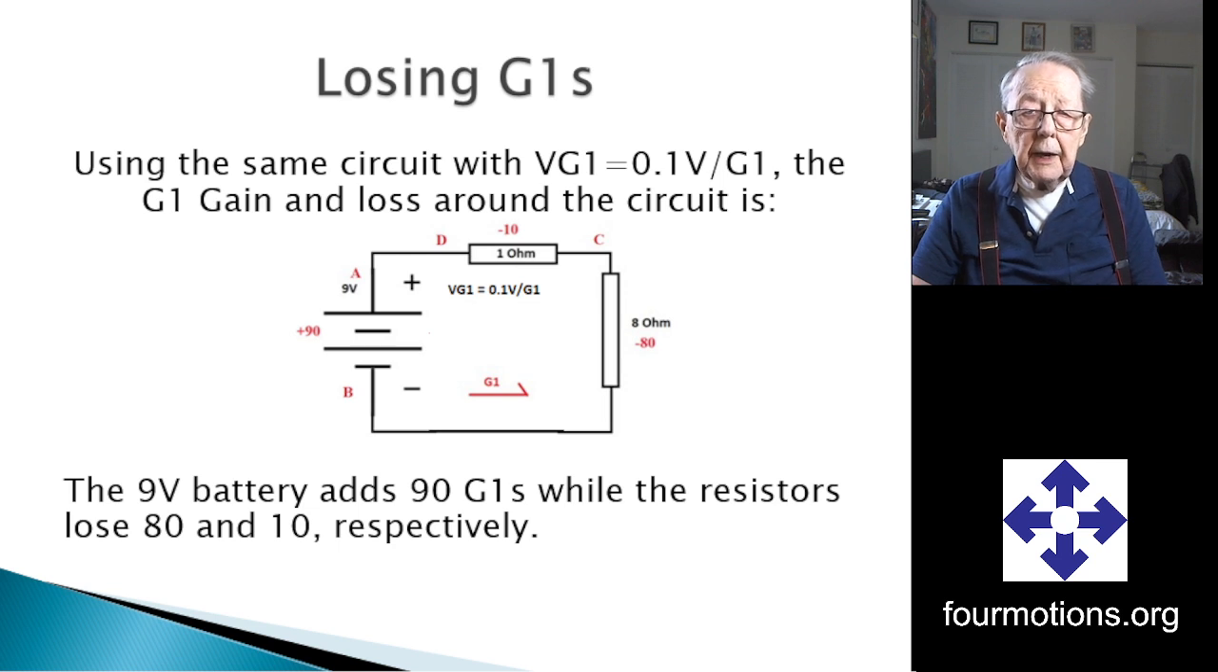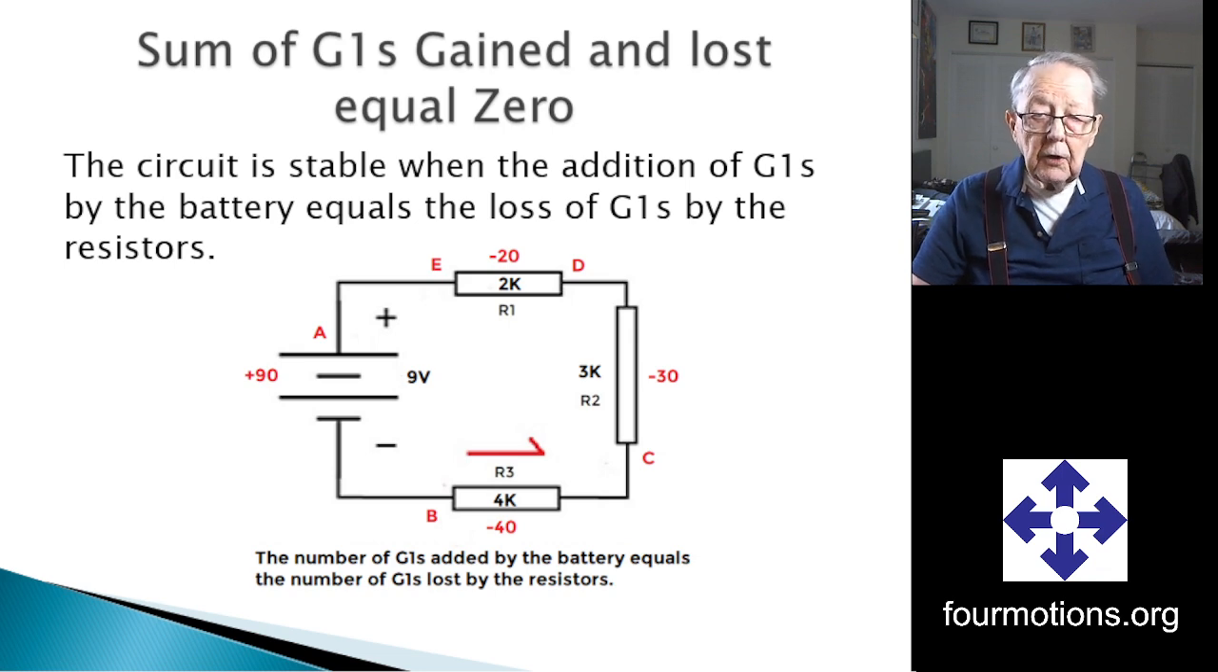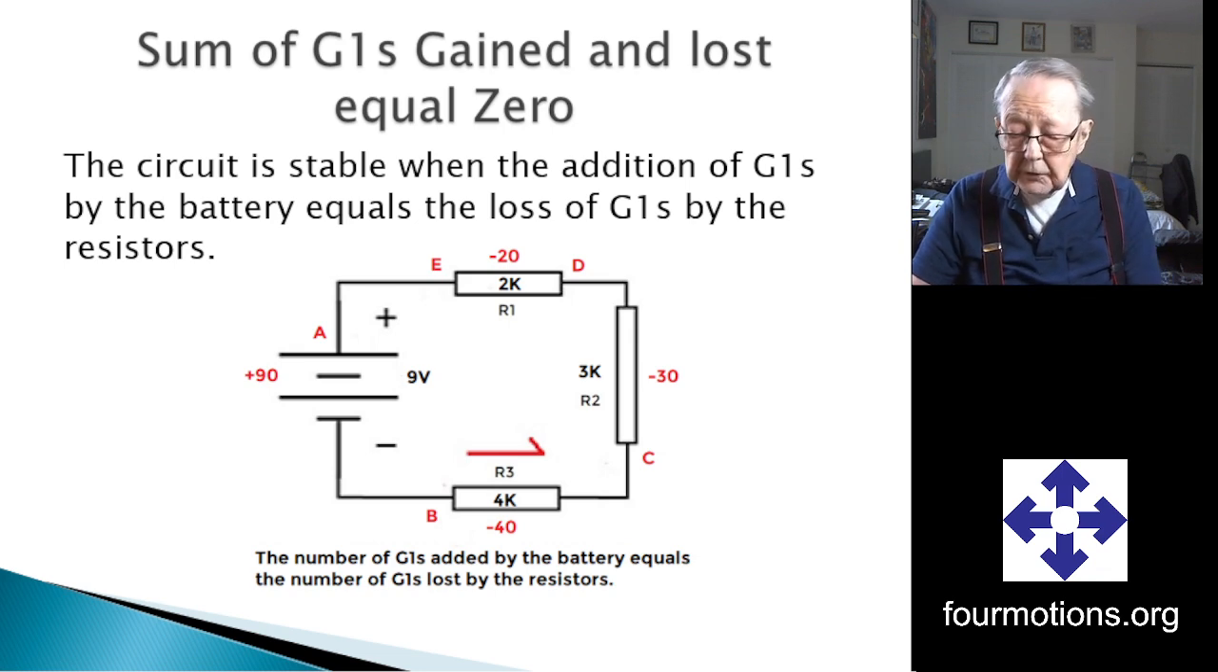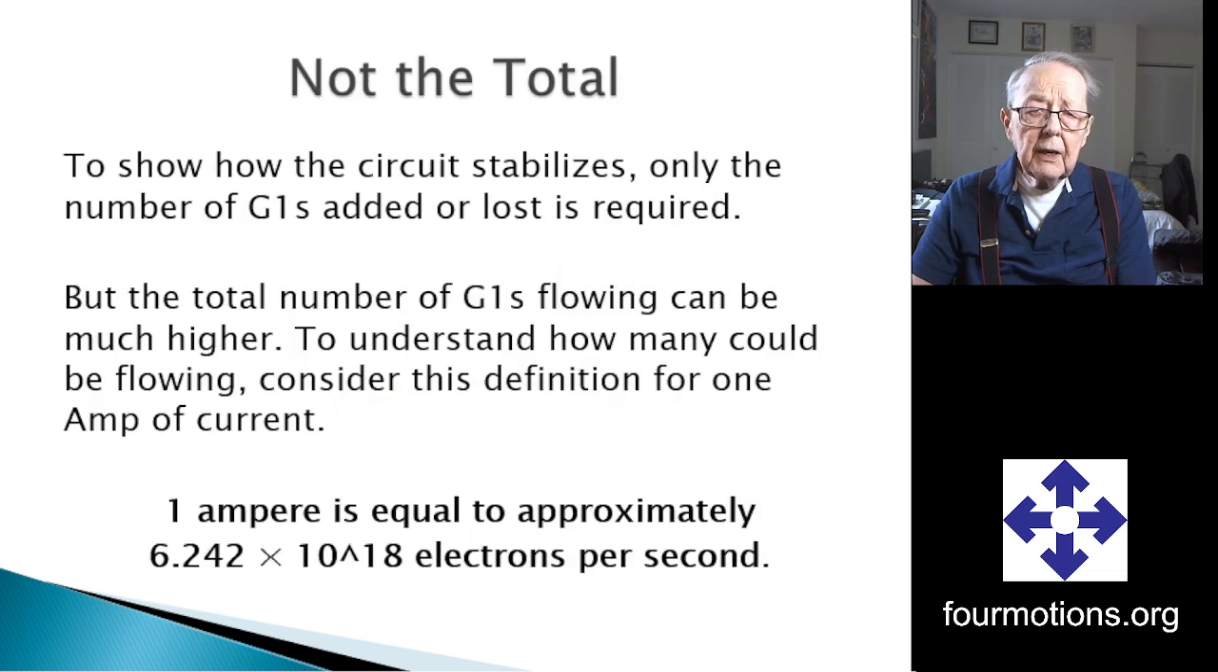So we just explained how you gain and lose G1s as you go around this circuit. And the sum of G1s gained and lost equals 0. The circuit is stable when the addition of G1s by the battery equals the loss of G1s by the resistors. Simple addition of battery G1s and loss of G1s in resistors.